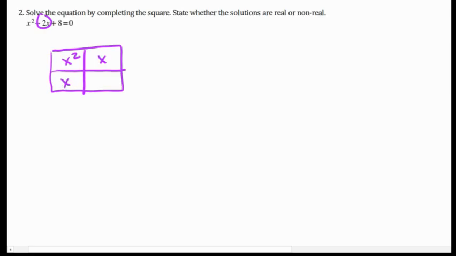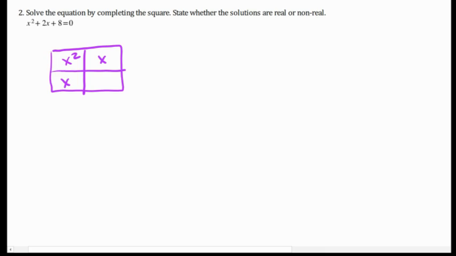All right, here we're asked to solve the equation by completing the square and state whether these solutions are real or not real. So when we are completing the square, the first thing that we do is draw a square or a box, whatever you want to call it. First term goes in the first box. Second term gets split in half. So instead of being 2x, I put each of those x's on either side.